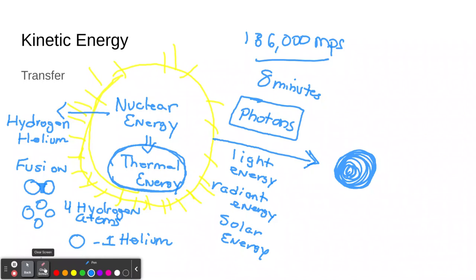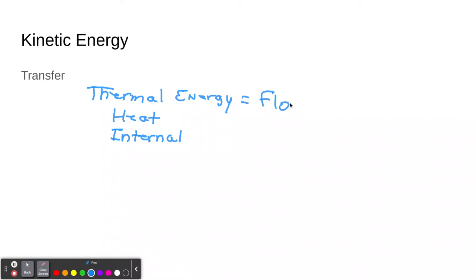So let's clear that out and write this down. Thermal energy, we talked about this last video, thermal energy, which they also call heat energy. They also call it internal energy. All these terms, right? is the flow of heat. So here's the interesting thing. These photons that leave the sun, right? They're leaving the sun, heading to Earth.